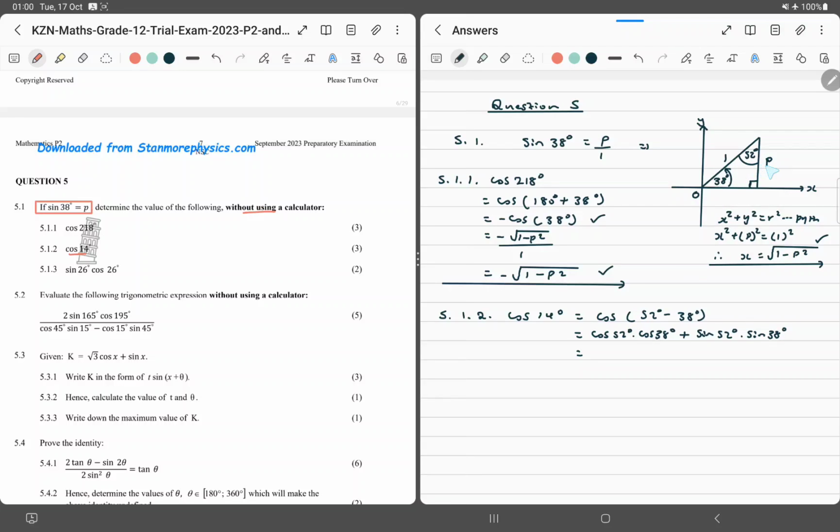Now cos 52 is going to be adjacent over hypotenuse. So that is p over 1, into cos of 38 is adjacent, which is the square root of 1 minus p squared, that is over 1, plus sine of 52 is the opposite, which is this now, square root of 1 minus p squared all over 1 into sine 38. We saw that that was p over 1. And then we just simplify this thing. This is basically p root of 1 minus p squared plus p into root of 1 minus p squared. So this is one and the same thing. So it's going to be 2p root of 1 minus p squared.